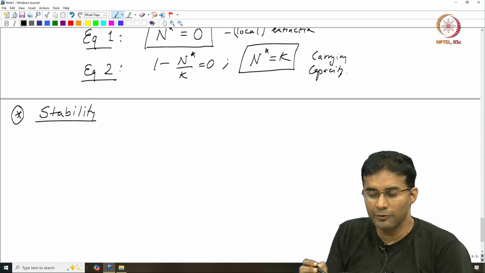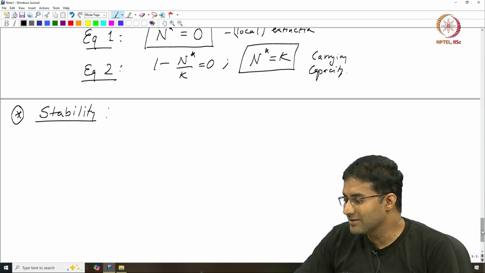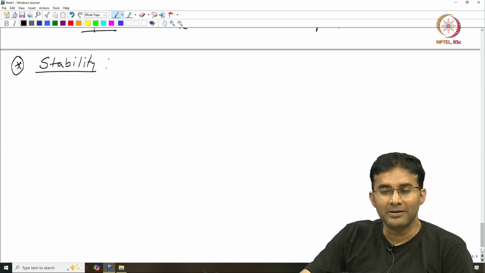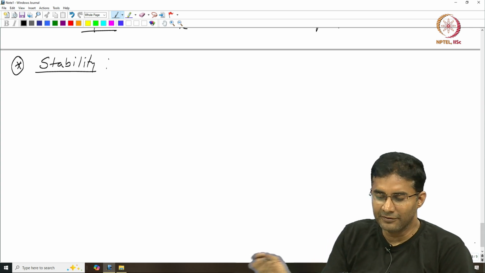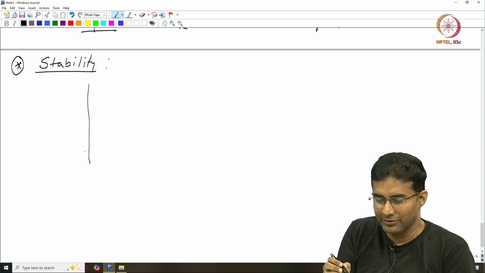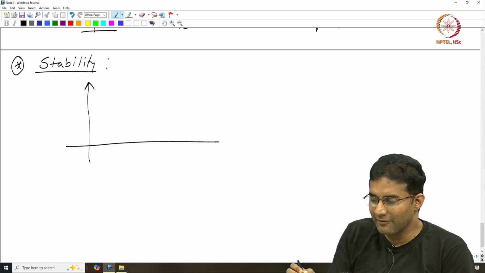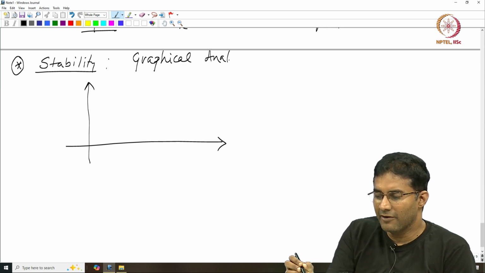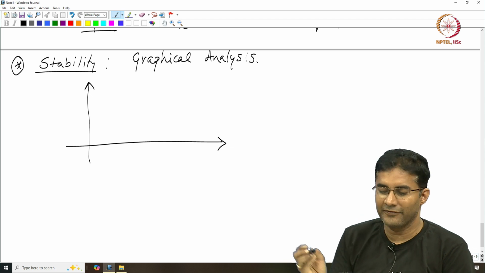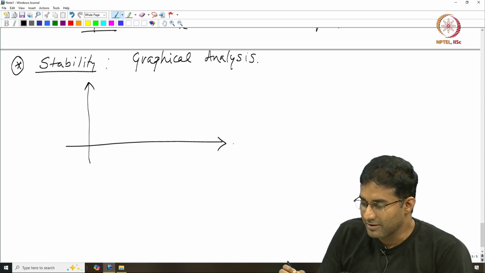So, here is the trick to finding stability. There are actually two ways of doing it. One is a more mathematical way that requires you to calculate some derivatives, but I will not do that in this course. I will stick to a graphical way of identifying stable equilibrium. This is called the graphical analysis, or a geometric way of thinking about population equilibrium.